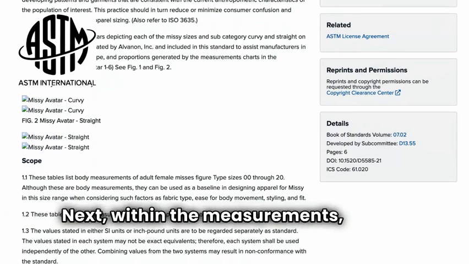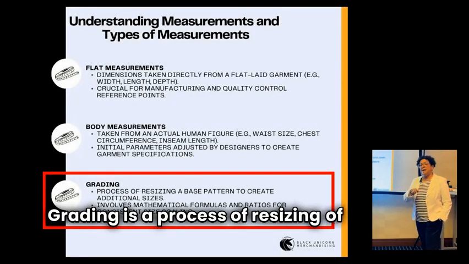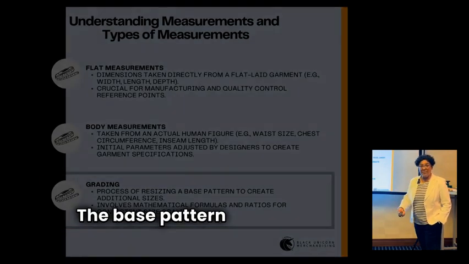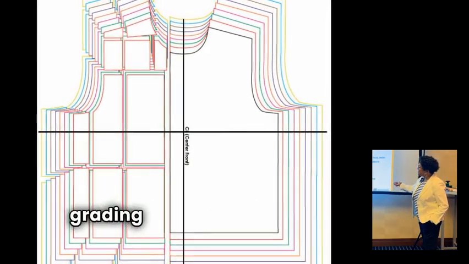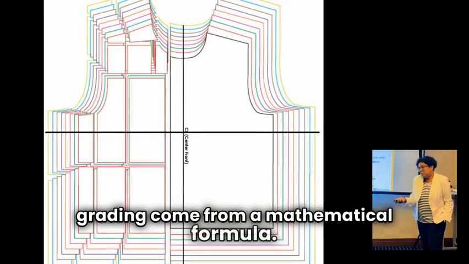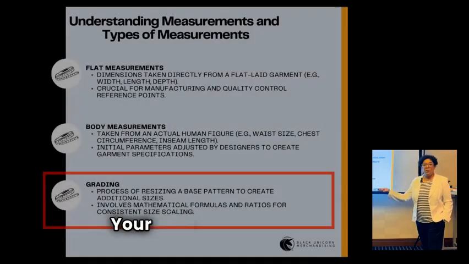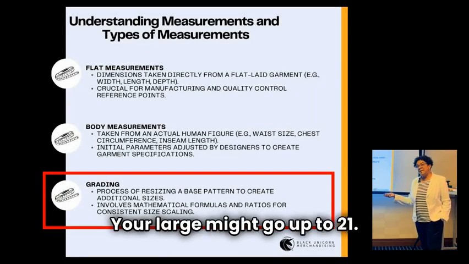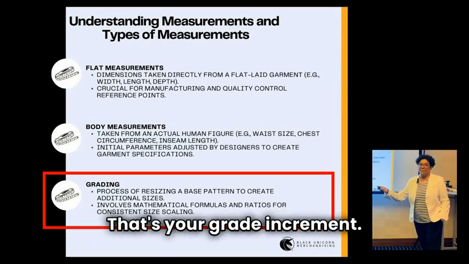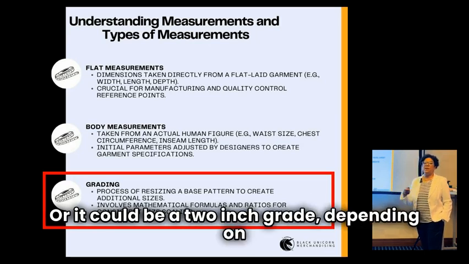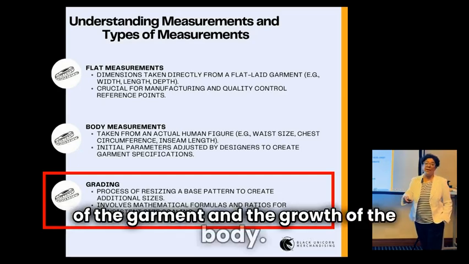Next, within the measurements, there's grading. Grading is a process of resizing the base pattern. The base pattern is made off of your sample size. All of the sizes within the grading come from a mathematical formula. Let's say your medium has a chest of 20. Your large might go up to 21. That 21 minus the 20 is a 1-inch grade. That's your grade increment. Or it could be a 2-inch grade, depending on your customer and the direction you're going with the fit of the garment and the growth of the body.